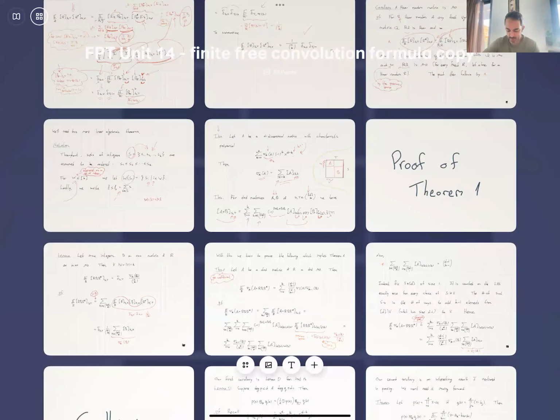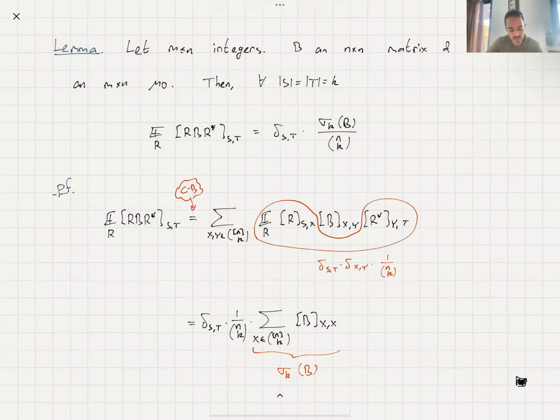So with this, we're actually ready to prove the theorem. Well, actually, we need the lemma before. So here's the lemma. Say you have an n by n matrix B, and R is an m by n minor orthogonal matrix, where m is at most n. Then for every S and T of size K, what I claim is that this equality holds.